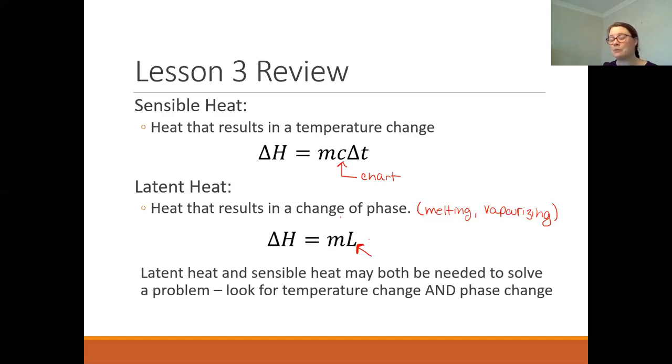We all know in order to melt ice, we have to apply heat to it. We have to have a warmer room. So that in itself should be evidence enough for us that the melting process requires energy. Latent heat and sensible heat might both be needed to solve a problem. In that case, we're going to look for temperature change and phase change.